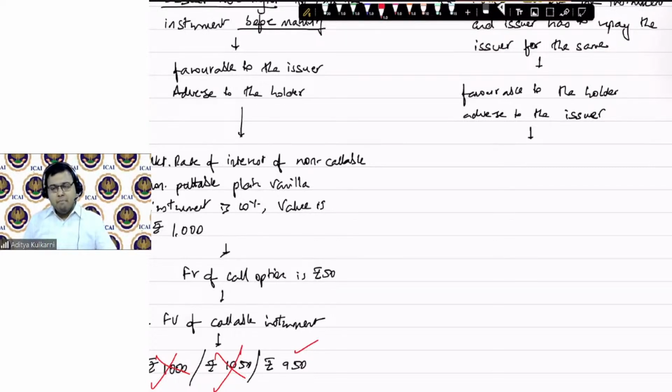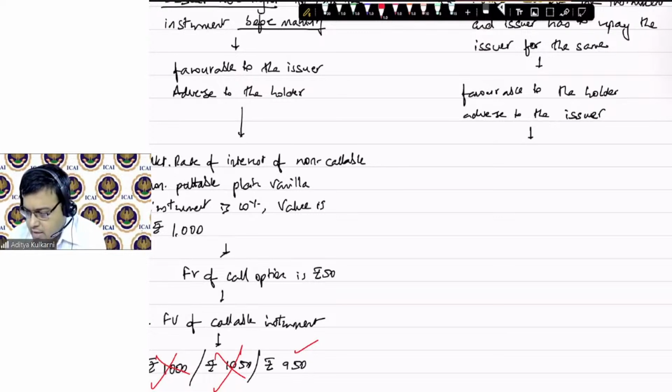So what will be the impact of this? The impact is when I determine the liability component at initial recognition, that is a plain vanilla liability component. If there is a callable feature attached to that, what are you going to do? You will reduce that callable feature from the liability value. Will I be given the fair value of the call option? Answer is yes. So in that case, you will reduce the value of the option from the liability. Are we clear with that? Yes.